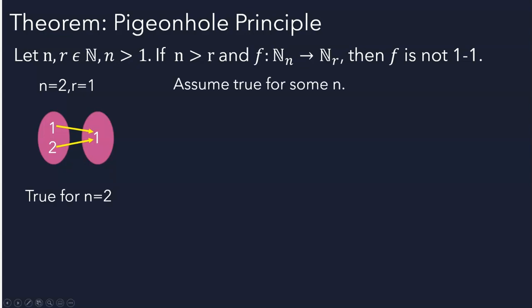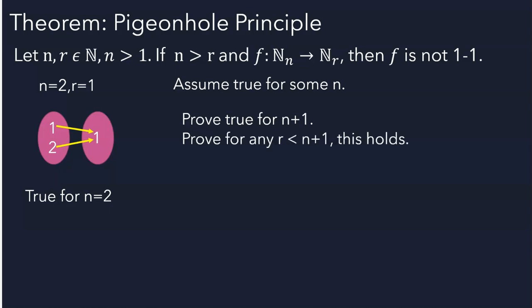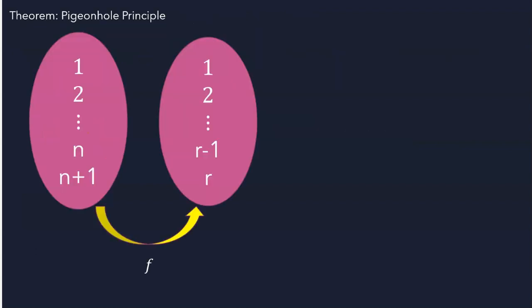Assume true for some n. And we want to prove for n plus 1. If we're proving for n plus 1, that means I'm proving this for any r less than n plus 1, which means r minus 1 is less than n. So let's say we have this situation. I have any mapping from n sub n plus 1 to n sub r, where r is less than n plus 1. If all of the stuff 1 through n goes to the stuff 1 through r minus 1, and n plus 1 is mapped to r, no problem.